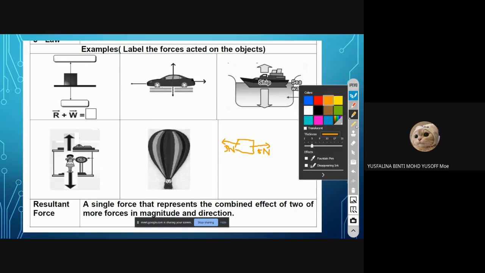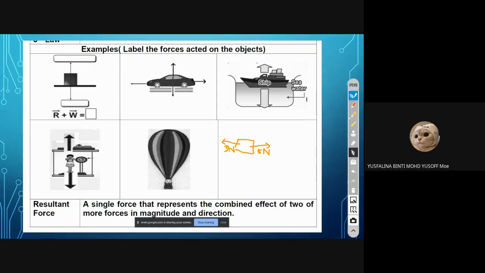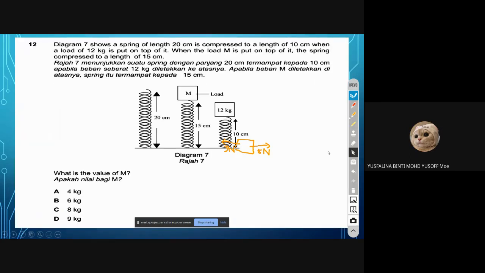All right, let's move to another question. Diagram 7 shows a spring of length 20 cm compressed to a length of 10 cm when a load of 12 kg is put on top of it. When the load M is put on top of it, the spring is compressed to a length of 15 cm. What is the value of M?